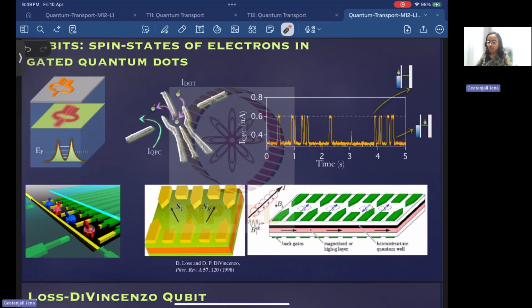And using this information, we can get the time required for the electron to tunnel out from the dot or into the dot, and the time up to which the dot was empty. This temporal information we can get from here. Okay.